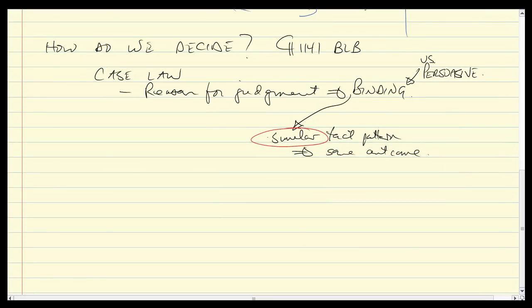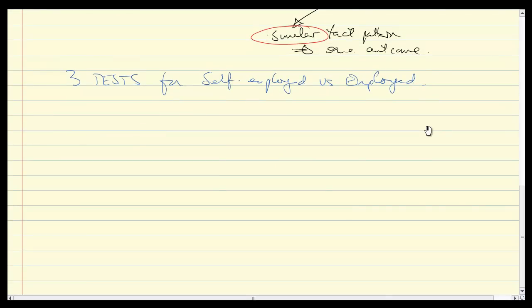But in the case of employed versus self-employed, there have been a number of cases that are fairly definitive. And the current state of affairs is that the case law tells us there are essentially three tests that get used to decide whether someone is self-employed or employed. Now, again, this comes out of case law. What you have to really keep in mind with these three tests is that it is not all or nothing.